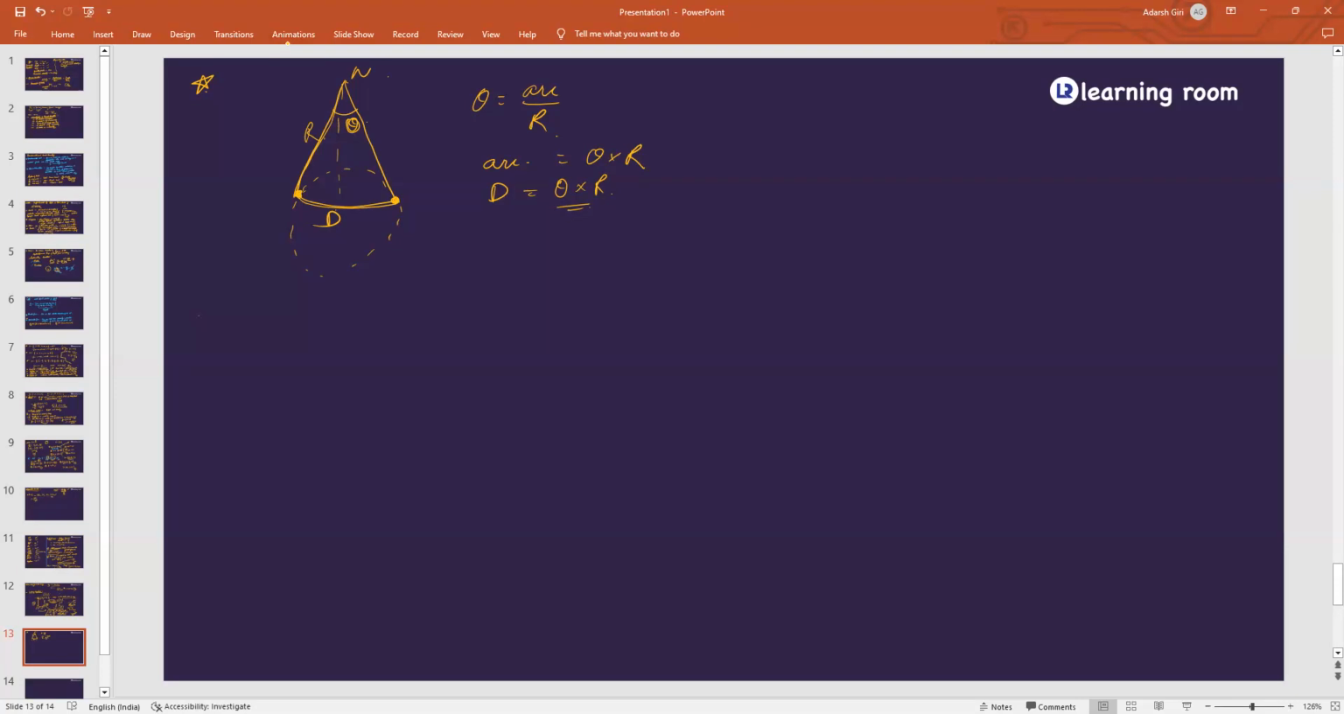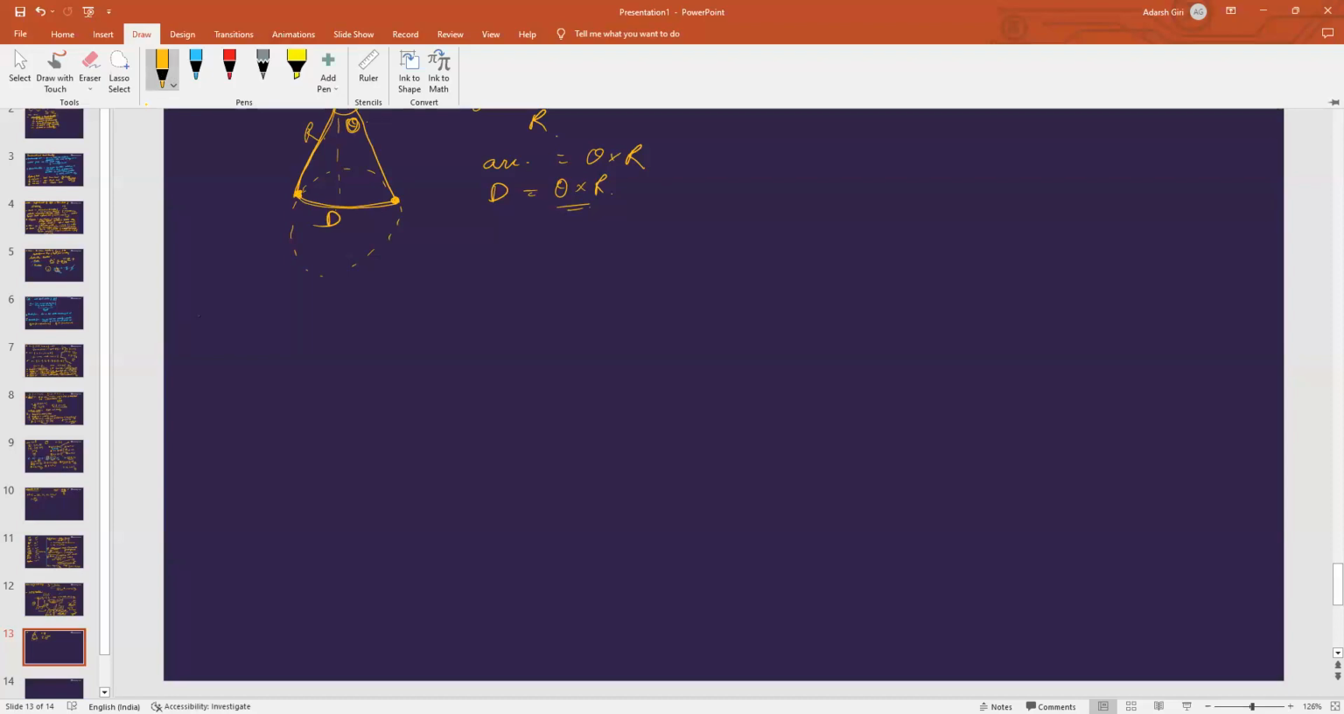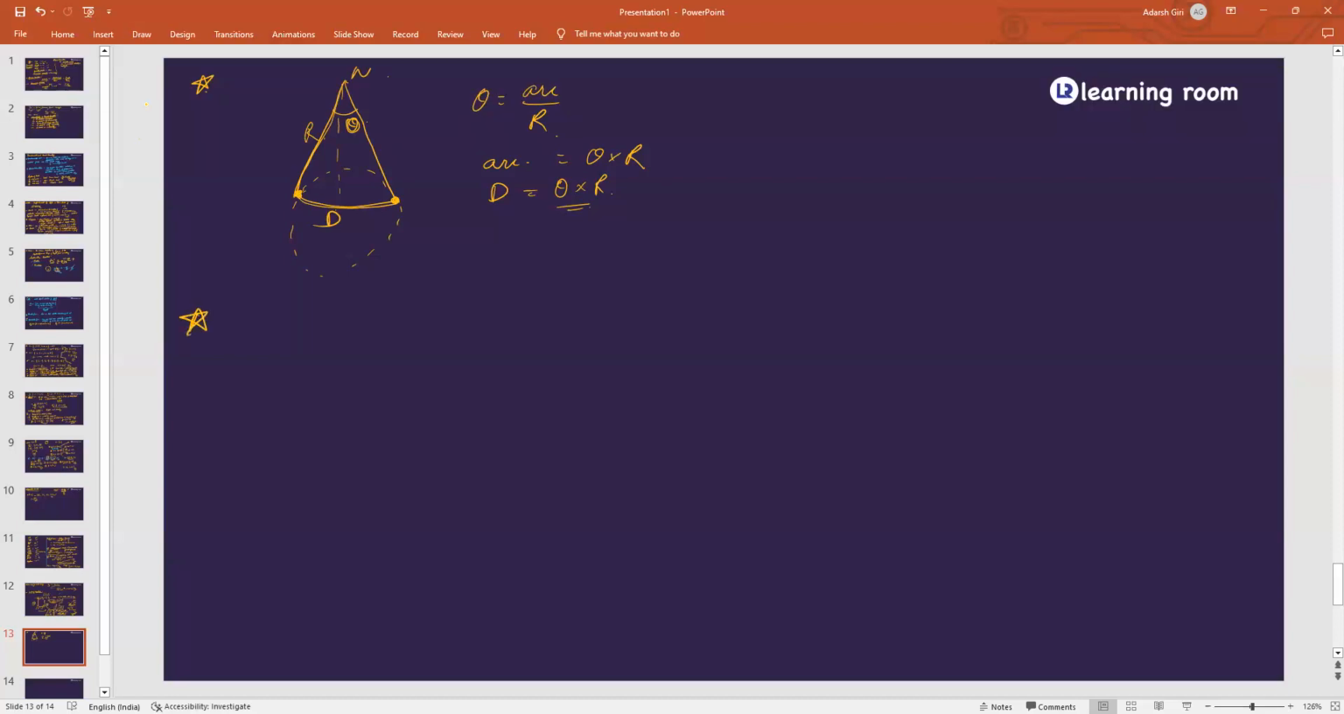Okay. Right. So now we'll be starting the most interesting and important part of this chapter that I personally like, is dimensions.